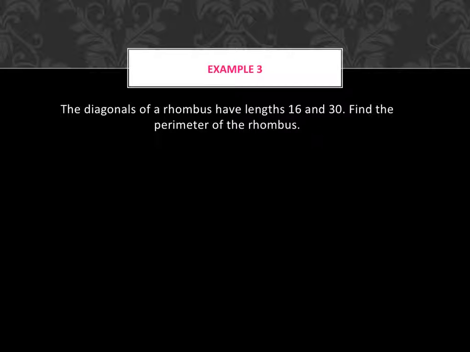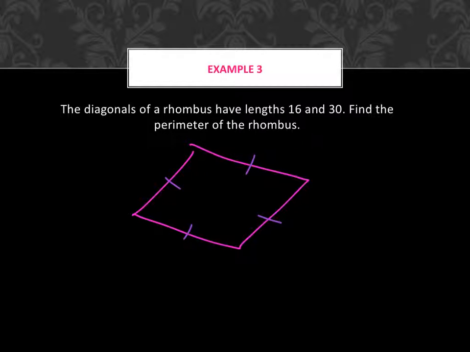All right, so this says the diagonals of a rhombus have lengths 16 and 30. Find the perimeter of the rhombus. I just think it's so interesting that your book does this every once in a while, because we haven't talked about rhombuses, right? So a rhombus is a 4-sided figure that has all 4 sides the same. Okay? So a rhombus kind of looks like a diamond, but all 4 sides have to be the same. And one of the properties of a rhombus is that its diagonals bisect each other.